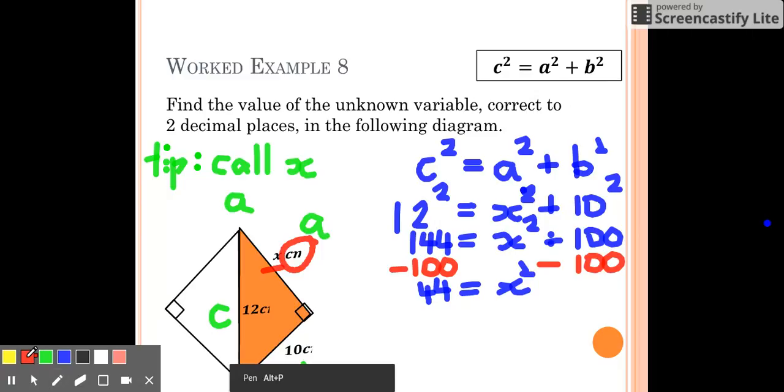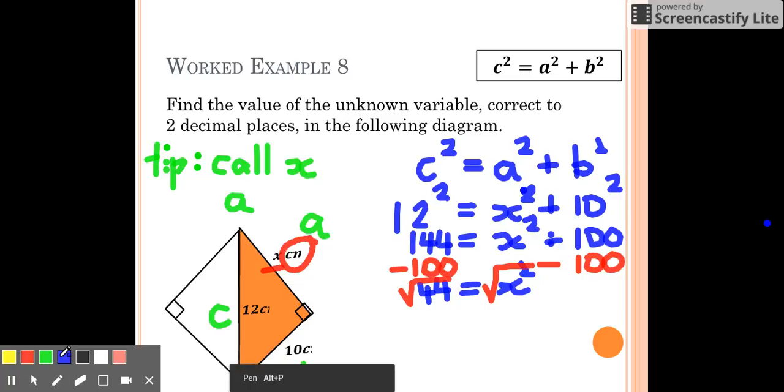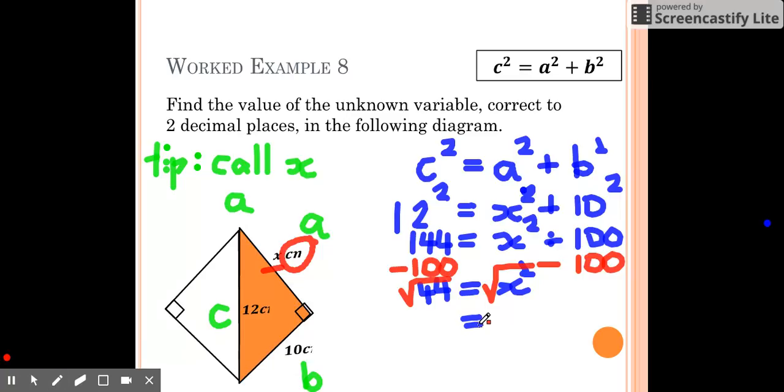I want to get X on its own, so I've got to square root. Got to square root this side. So X is going to be equal to the square root of 44, which, using my calculator, is 6.63, and then the next decimal place is a 3, which means I don't need to round it up. It is 6.63.